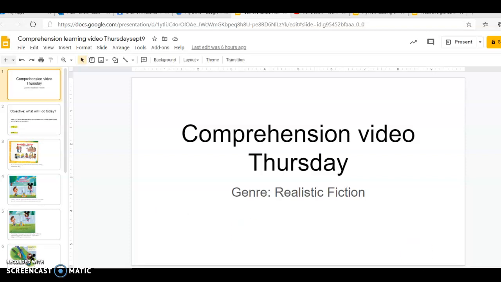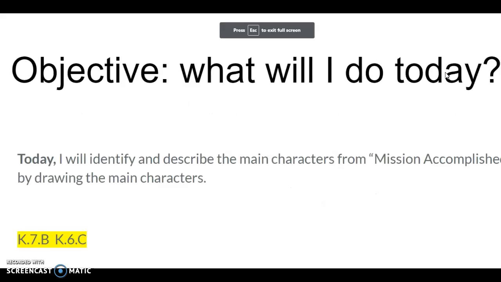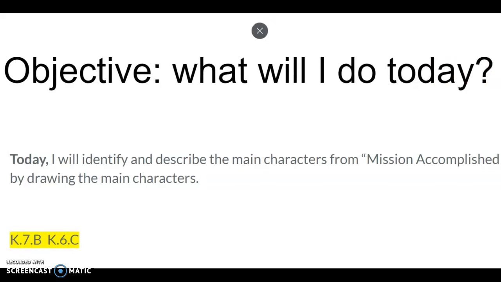Our genre is realistic fiction. Objective. What will I do today? Today I will identify and describe the main characters from our read aloud Mission Accomplished by drawing the main characters.